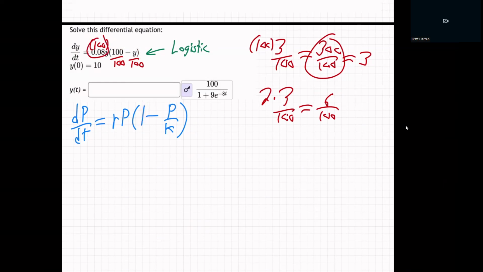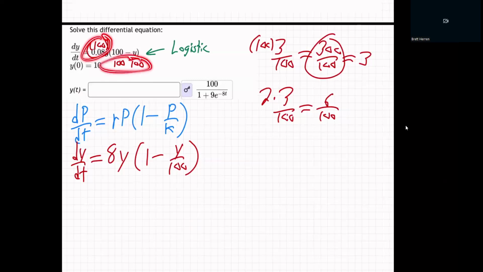So what does that give? What's 100 times 0.08? Well, that's 8. 8y times 1 minus y over 100 equals dy/dt. I just gave it a new look. Does that make sense? I multiplied by 100 and divided by 100. So I didn't change the value. I just changed the way it looks. Now, what's so great about that is I can tell what R is. I can tell what K is, right? It's y instead of P, but that's all the same.